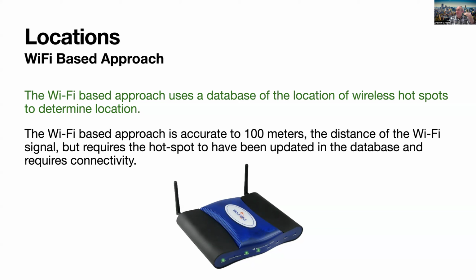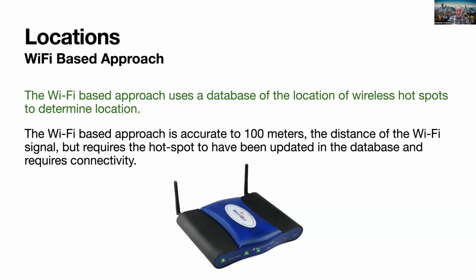These can be derived, for example, when Google Street View is driving around, it's constantly scanning for different Wi-Fi routers, remembers those Wi-Fi routers' names, and therefore geolocates them based on where the cars have been located, or other people, or other ways of doing these types of things. So the Wi-Fi based approach uses a database of locations of wireless hotspots to determine your location, and it's accurate up to 100 meters.